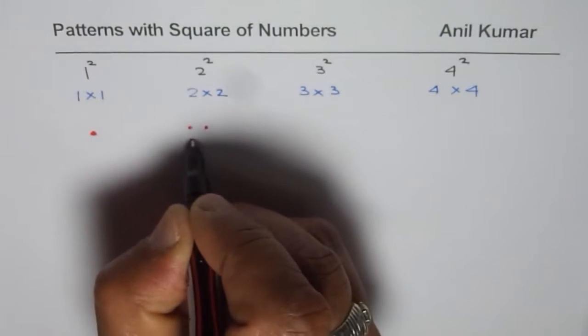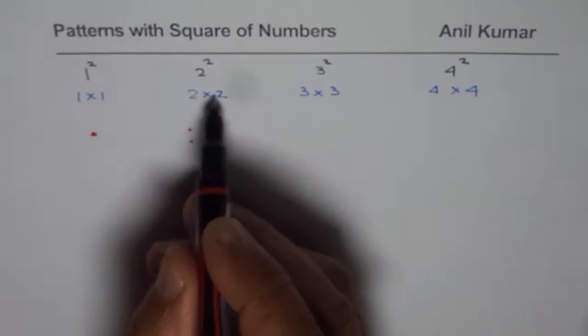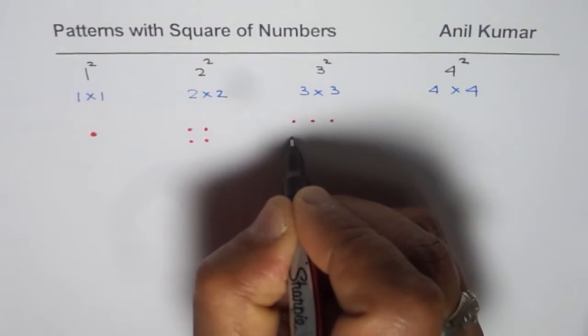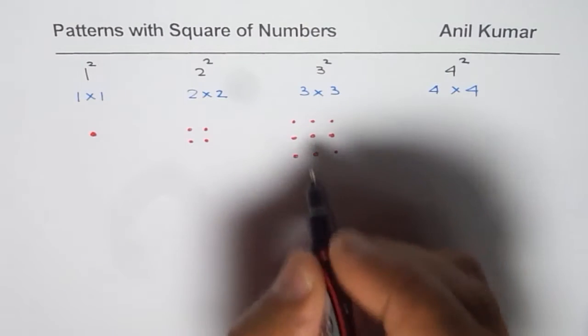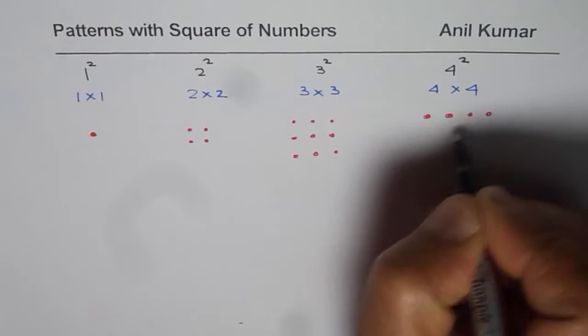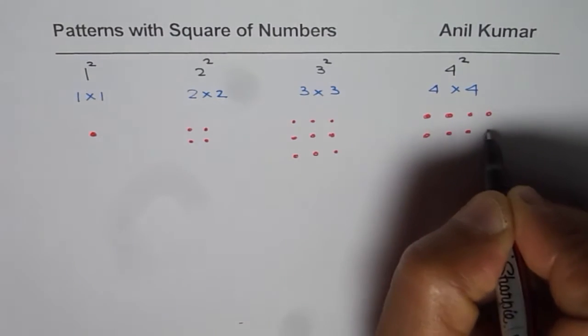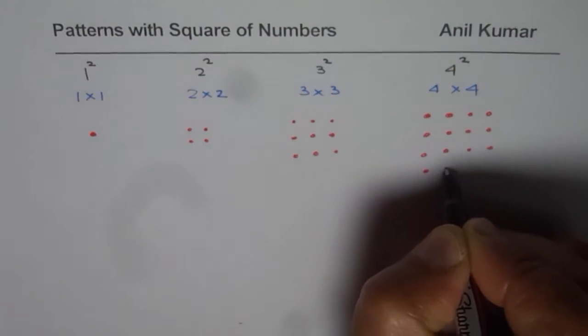That means a square which has, let's say, one marble here, right? 2 square really means that we could have 2 rows and 2 columns. So that becomes a 2 square, right? 2 times 2 is 4. 3 square really means that we could have 3 rows and 3 columns, right? So that makes it 3 square, and following the pattern these numbers give us 4 square, right? So we have 4 square here, 4 times 4, 4 rows of 4 columns each, right?